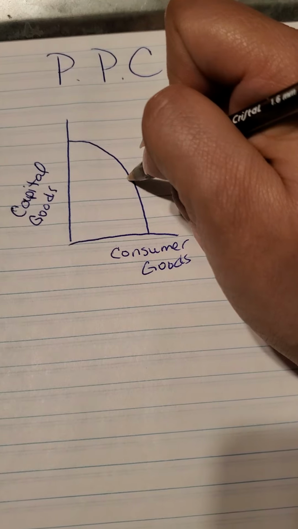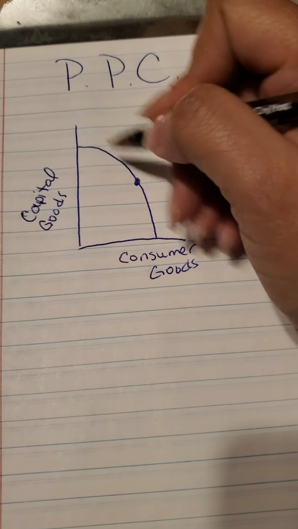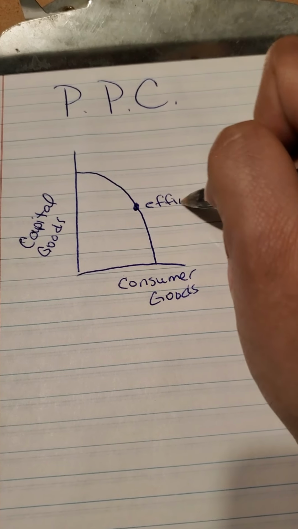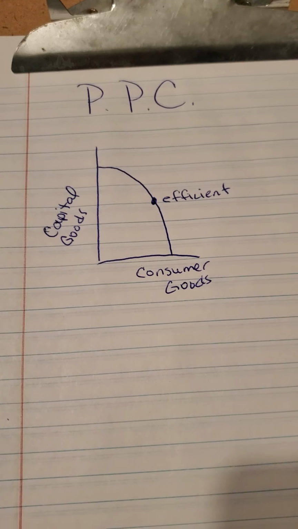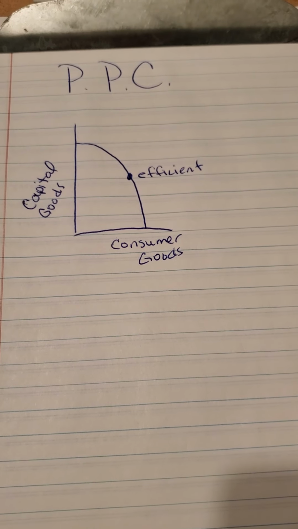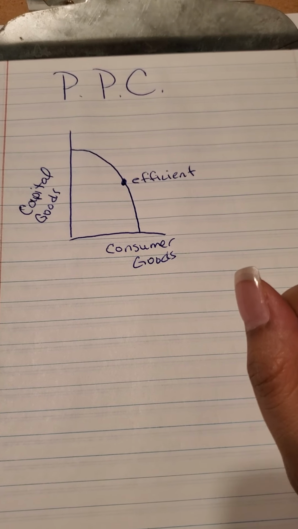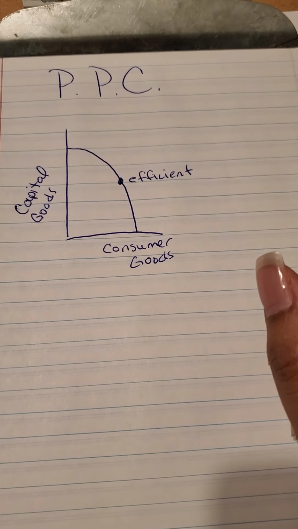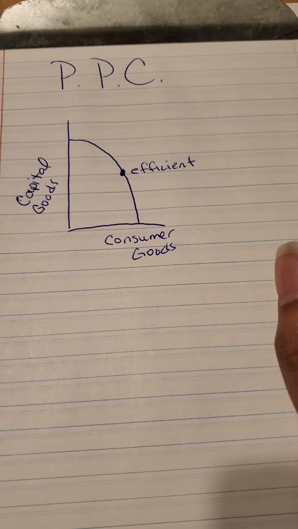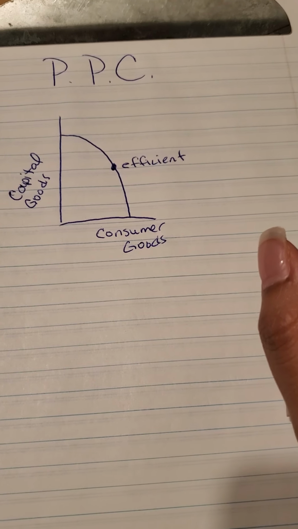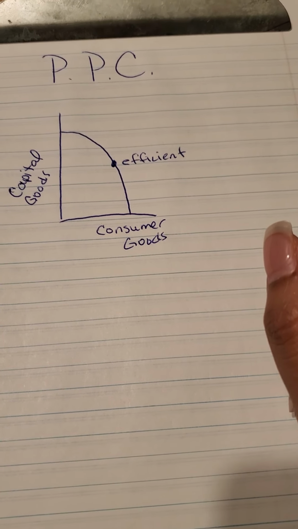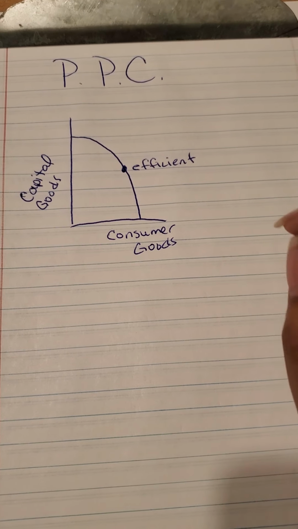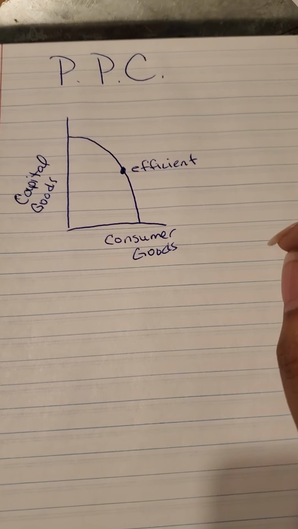Any point on the PPC curve means that our economy is efficient. We're doing everything as best we can. We're not misusing any kind of resources or anything like that. Our unemployment rate is normal. Our normal rate of unemployment, remember, is anything between 4 and 6% unemployment. So our economy is where we want it to be, the optimal point.